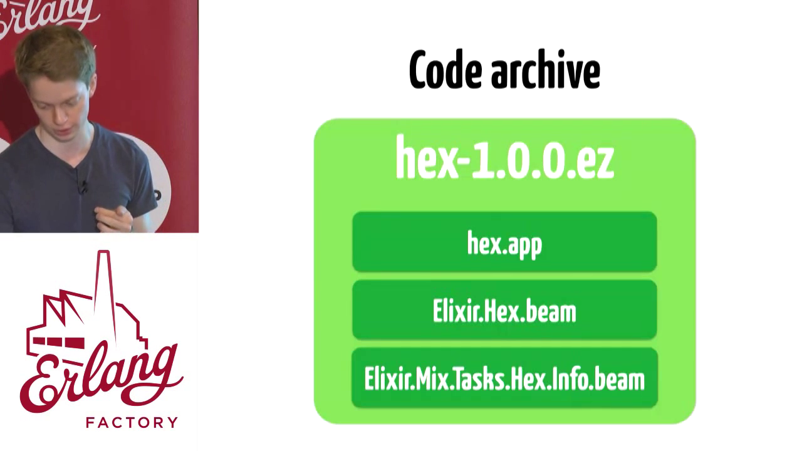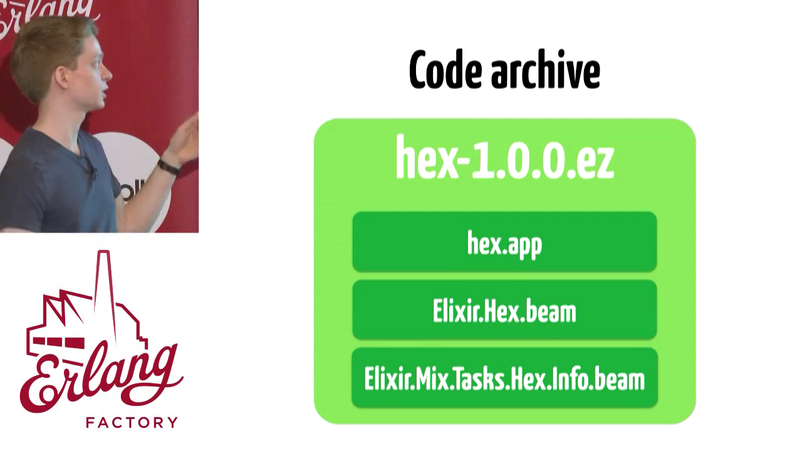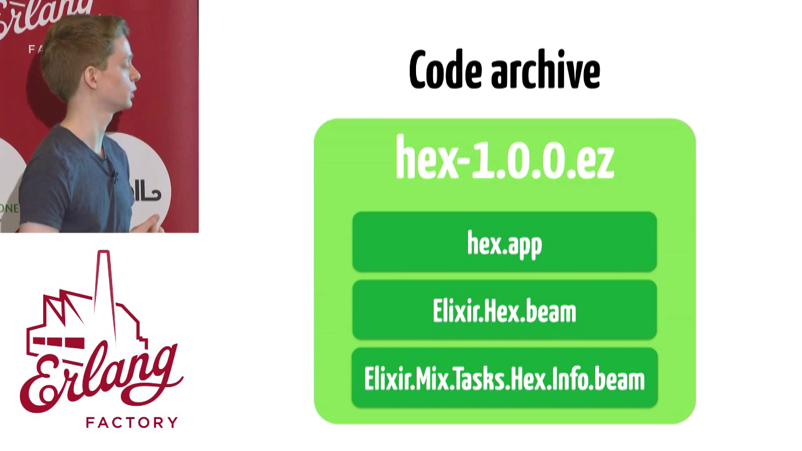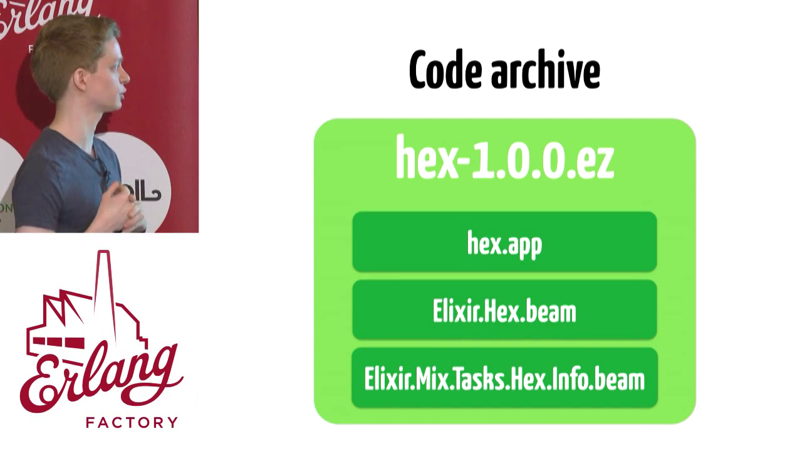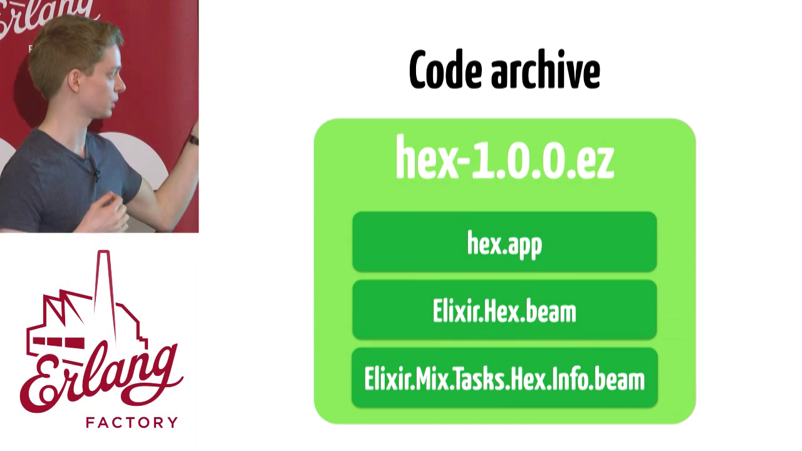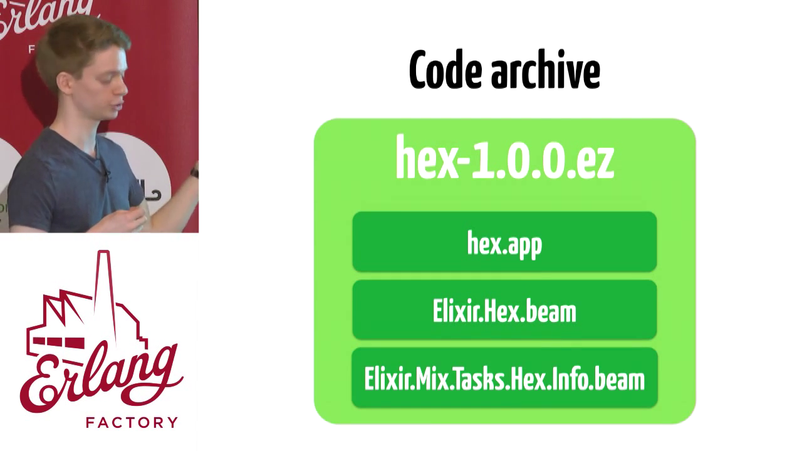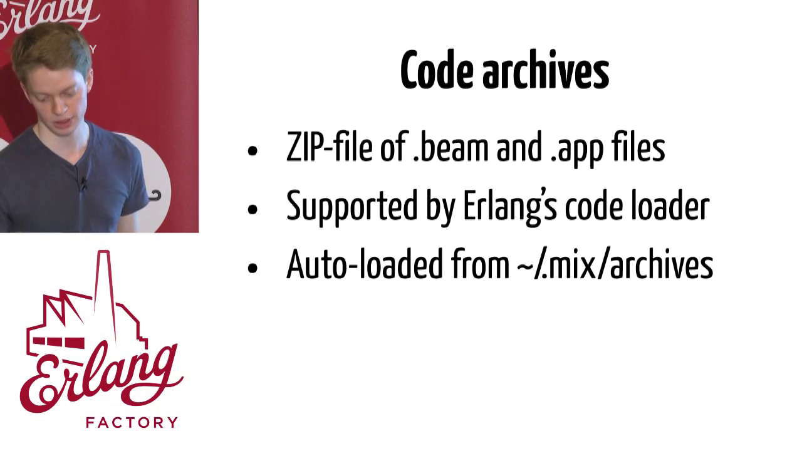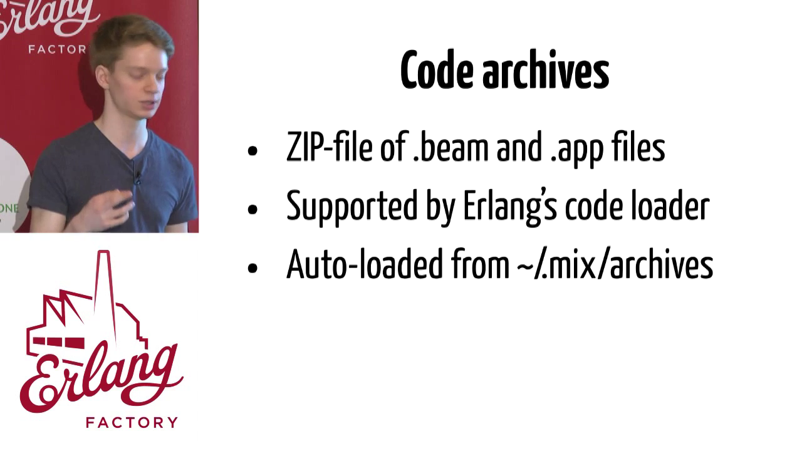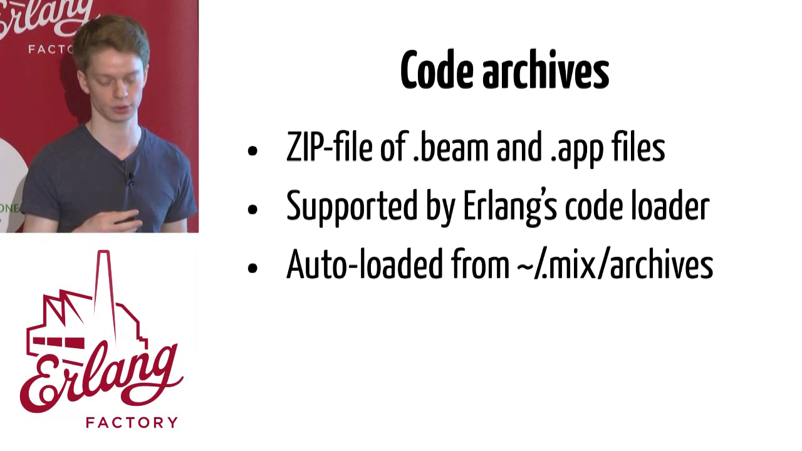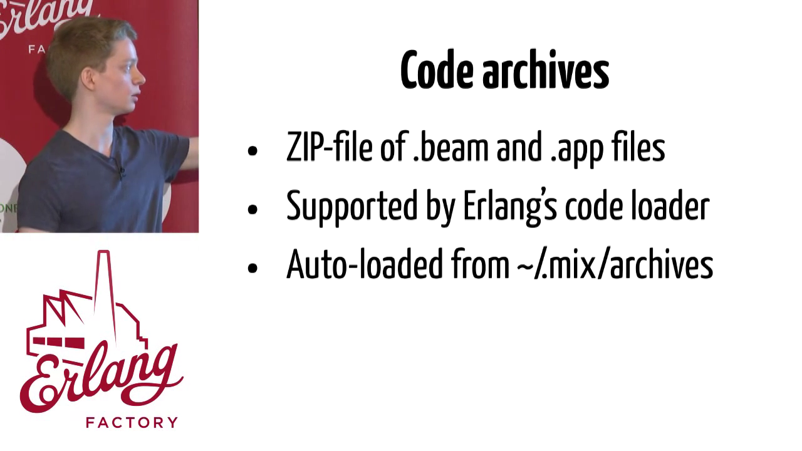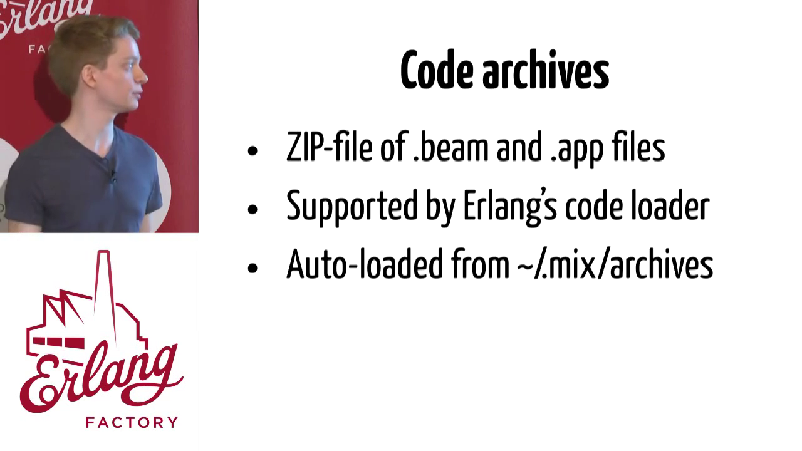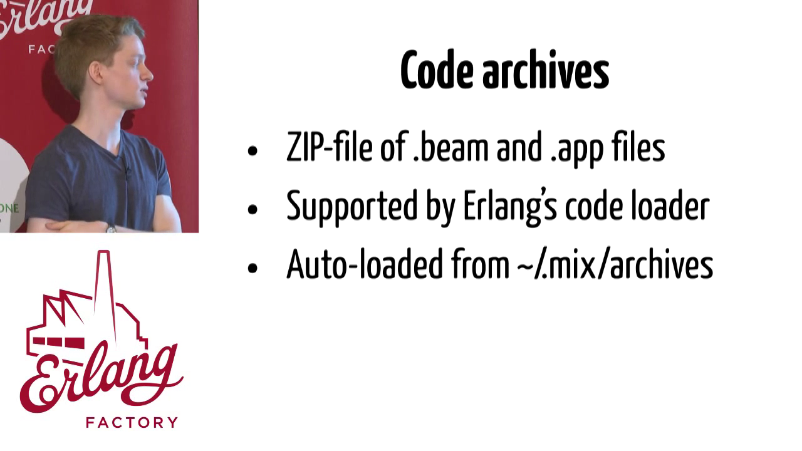And the code archive just looks like this. So this is basically what the Hex code archive looks like. We name it for the version so that we don't have conflicting versions. We have the app file, we have all the module Beam files. And when Mix starts, we load all these code archives. So we basically add them to the code load path in your home directory. And this is a really great way to extend Mix.